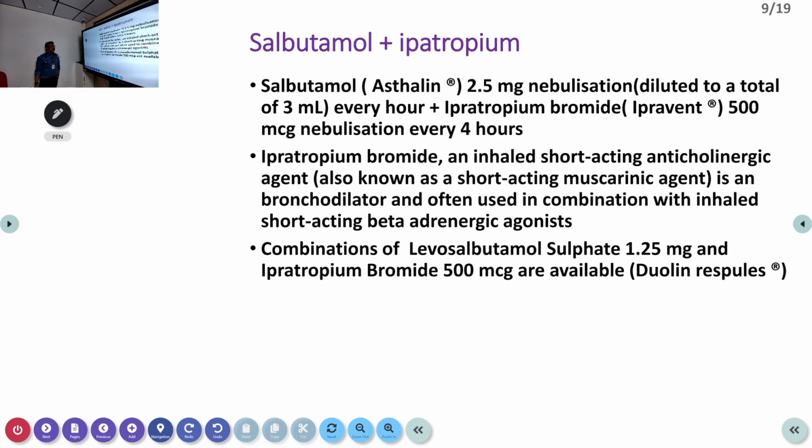Now another important drug, that is salbutamol. It's a bronchodilator. Salbutamol mainly acts in the larger airways. Ipratropium bromide acts in the smaller airways. We know that COPD is a small airway disease, so ipratropium bromide is a better drug than salbutamol. But always we combine these two drugs, both in asthma and COPD.